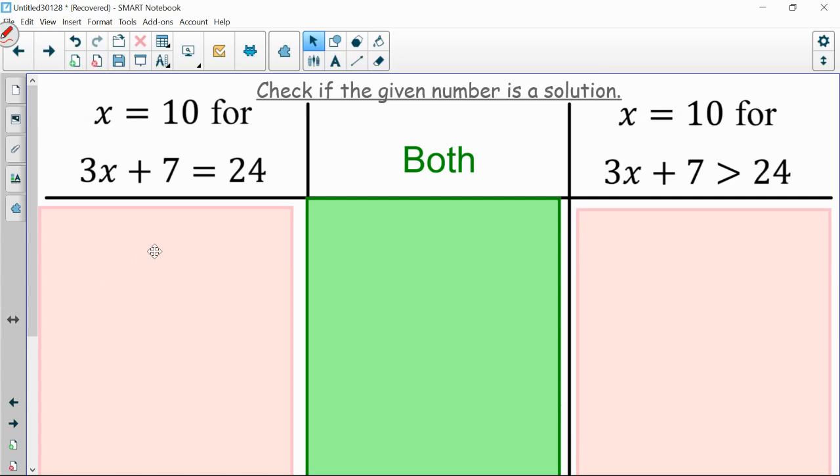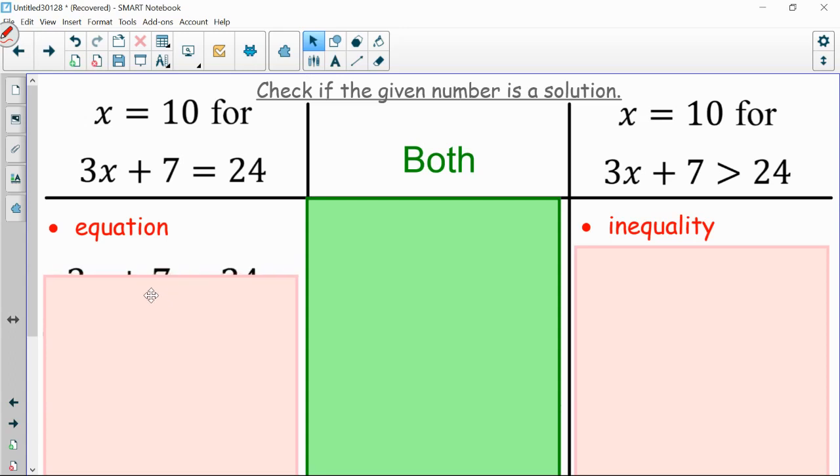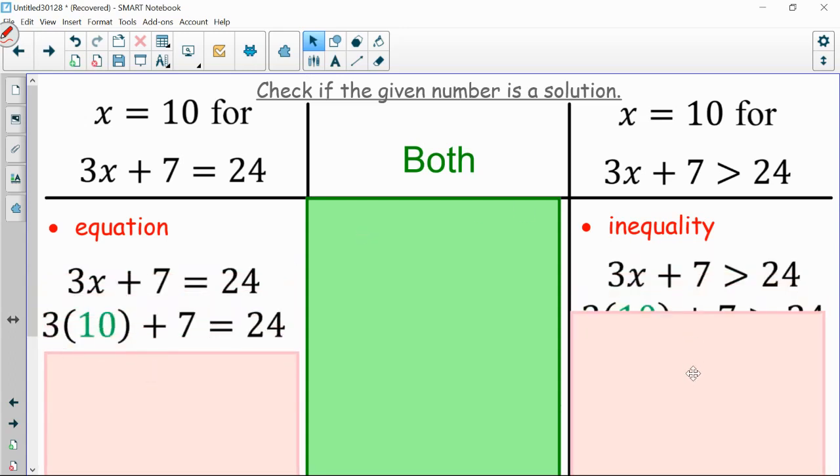Okay, so the first thing, the one on the left is an equation because of the equal sign. And this one is what we call an inequality. If you need to pause this, fill in your Venn diagram. Okay, so now let's actually solve. Well, if I have x equals 10, I'm going to fill it in. Same thing over here, except we have an inequality.